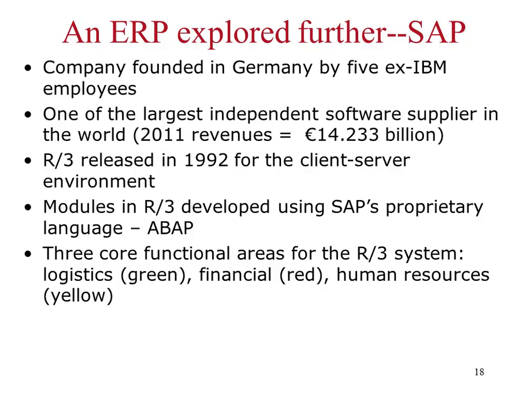R/3. They have a special language for it, the Advanced Business Application Programming Language, ABAP. Basically, we talked about COBOL, right? That was a language for business. So SAP designed their own language for their system, and everything is programmed in that language. Yeah, so this is the idea. And then the system is modular. There are three main types of modules: a module for logistics, a financial module, and a human resources HR module, right?